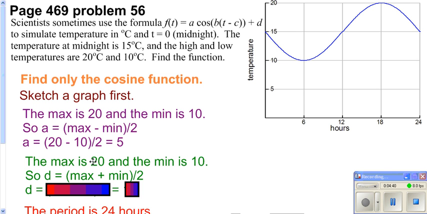Your max plus your min divided by 2 is how you find D. So then you end up getting 15, and you can see in your graph that 15 is the horizontal line that cuts your graph in half.